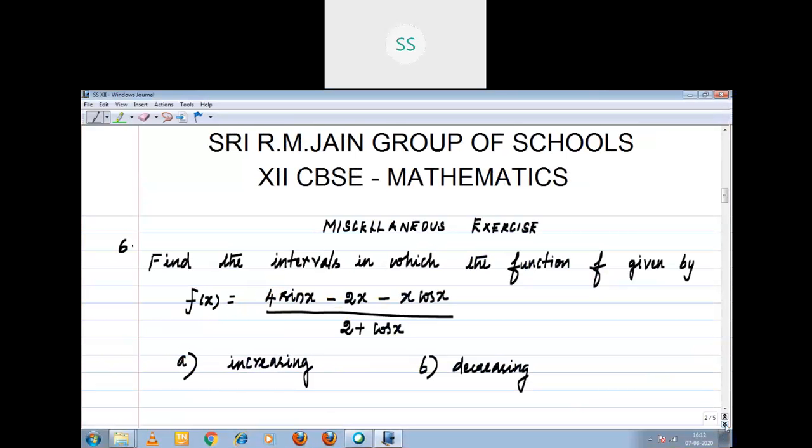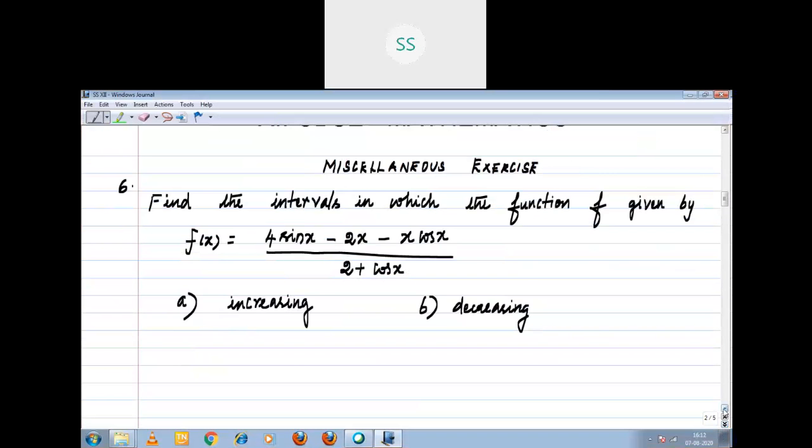Increasing means first order derivative greater than or equal to 0. Decreasing, first order derivative less than or equal to 0. Right? Now I am going to do the solution part. You have to listen carefully, children.